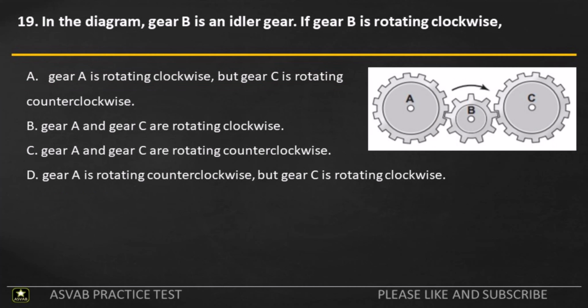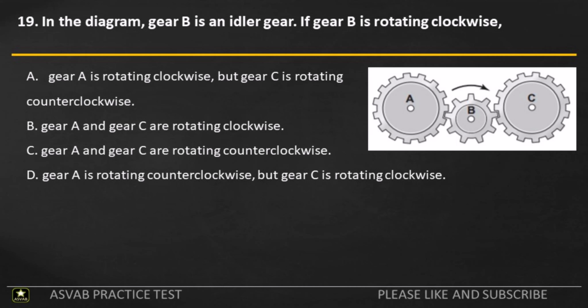A. If gear B is rotating clockwise, gear A is rotating clockwise, but gear C is rotating counterclockwise. B. Gear A and gear C are rotating clockwise. C. Gear A and gear C are rotating counterclockwise. D. Gear A is rotating counterclockwise, but gear C is rotating clockwise.